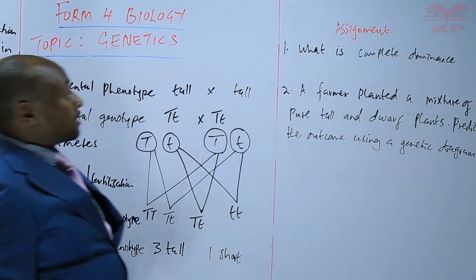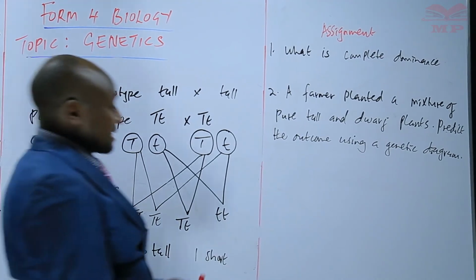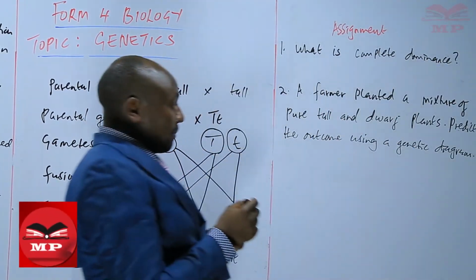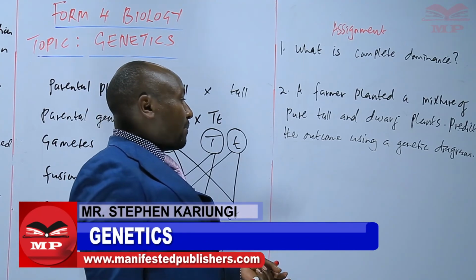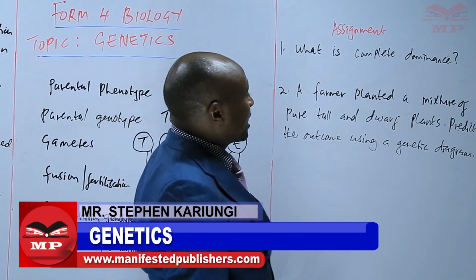So the assignment, the first question, what is complete dominance? 2, a farmer planted a mixture of pure tall and dwarf plants. Predict the outcome using a genetic diagram.